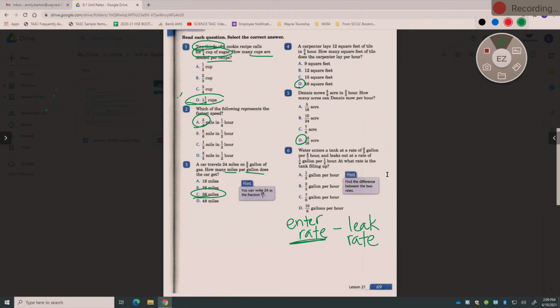Let's focus on the enter rate first. So it's entering at a rate of 2/3 gallon per 4/7 hour. So my gallon's going to be on top. My hour's going to be on the bottom. 2/3 over 4/7, which is the same as 2/3 divided by 4/7, which is also the same as 2/3 times the reciprocal of 4/7, which is 7/4. And that gives me 14/12.